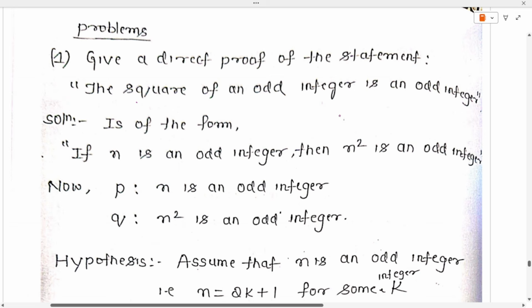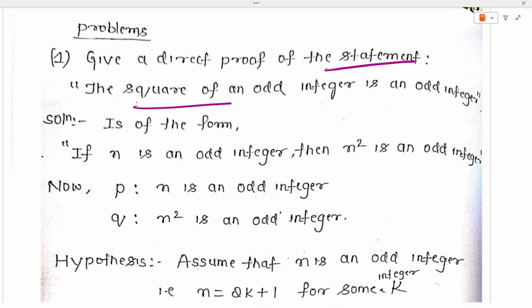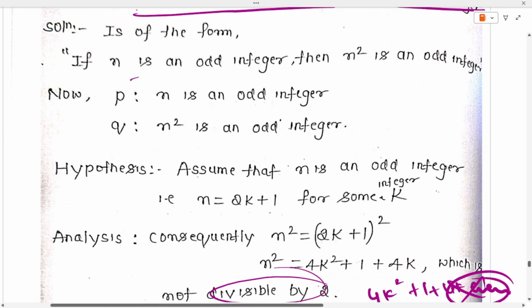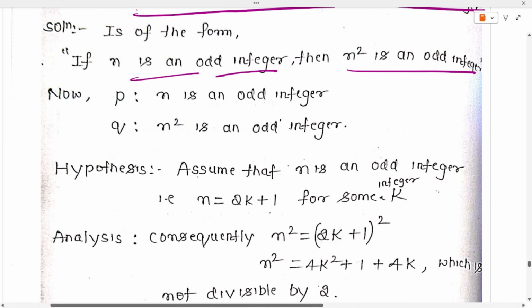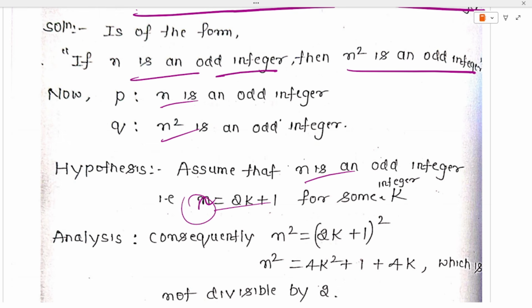Okay. Give a direct proof of the statement: the square of an odd integer is an odd integer. What will you consider? If n is an odd integer, then n square should also be an odd integer. You have to prove that. Take n is an odd integer; n is equal to 2k plus 1 for some integer k, and if you do the square you will get this. If you divide by 2, you will get 2k square and here 1 by 2, that means it will not be even.